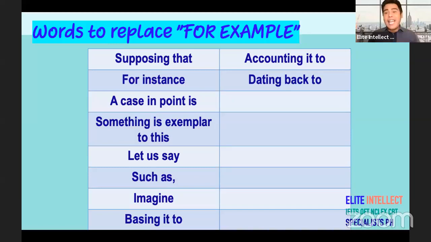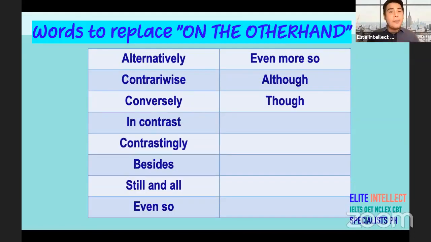Alrighty, so what else, guys? Apart from "for example," some people tend to say "on the other hand" a lot on the exam, right? They tend to say "on the other hand" a lot.